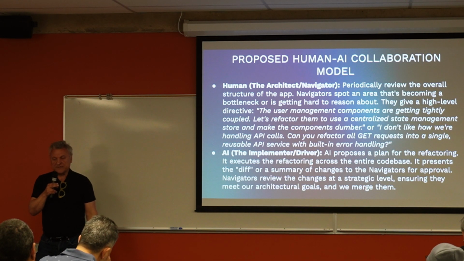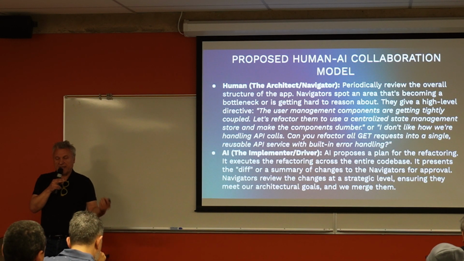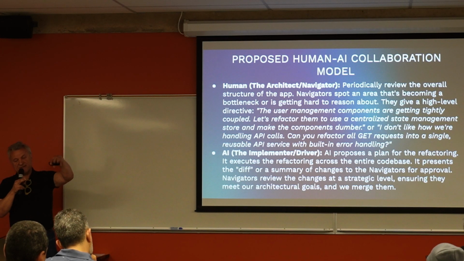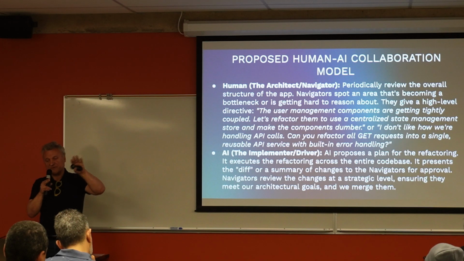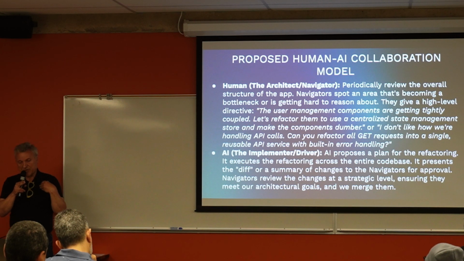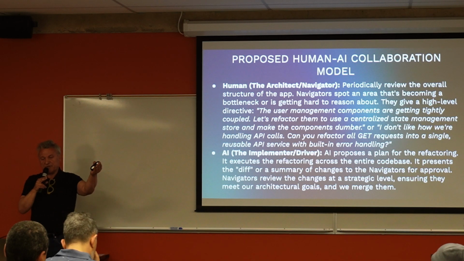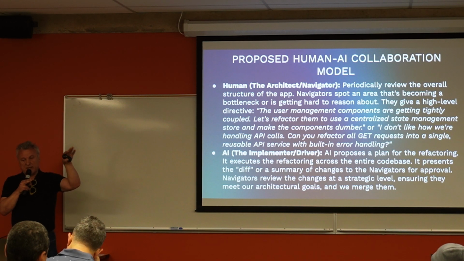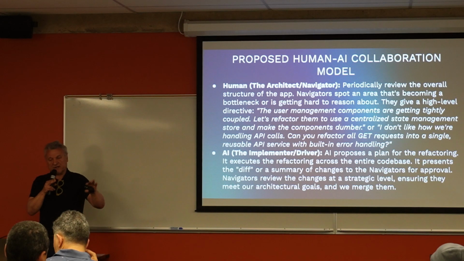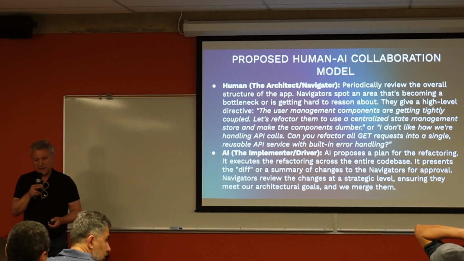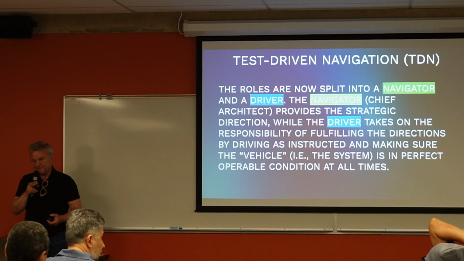The AI, or driver, proposes a plan for refactoring, executes the refactoring across the entire code base, then presents the diff, or a summary of changes, to the navigators, to us, for our approval. We review the changes at the strategic level, ensuring that they meet our architectural goals, and then we approve and merge. So that would be the collaboration model.